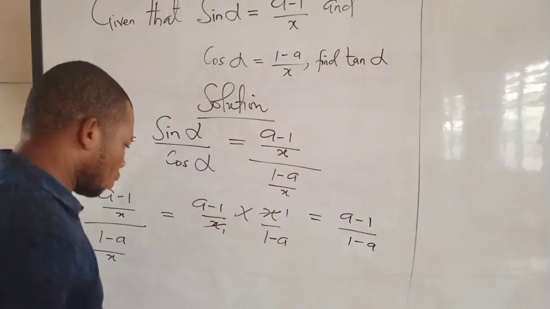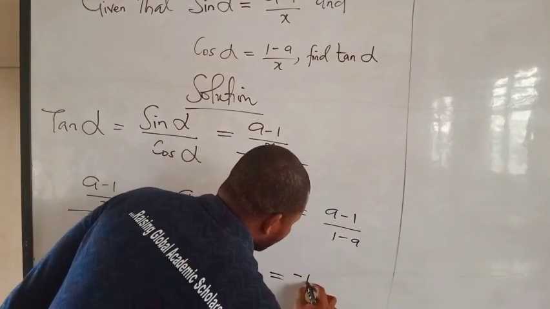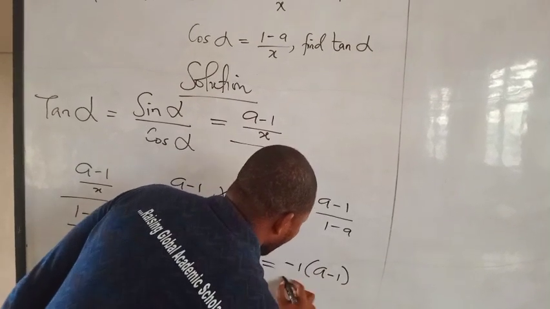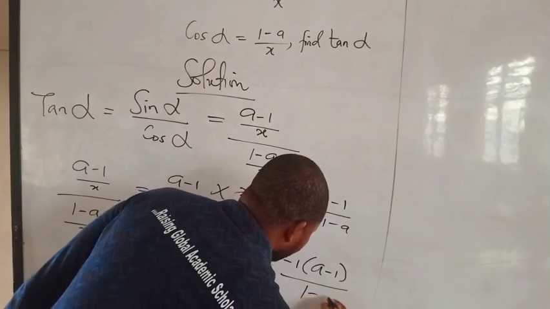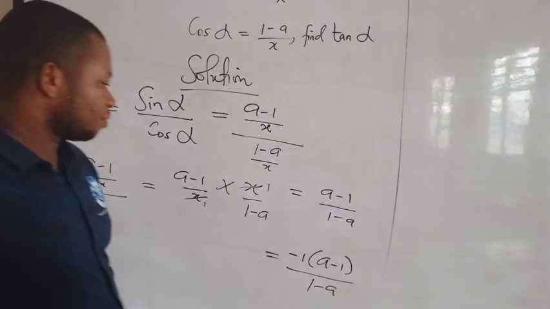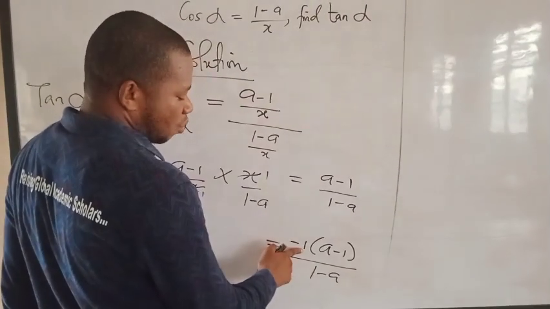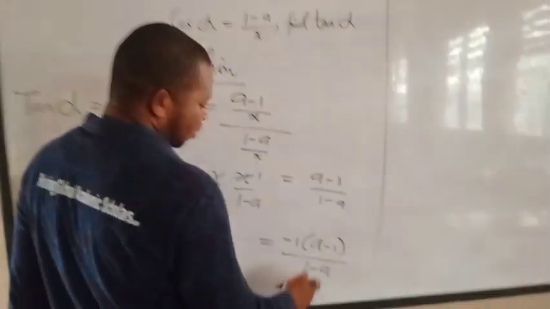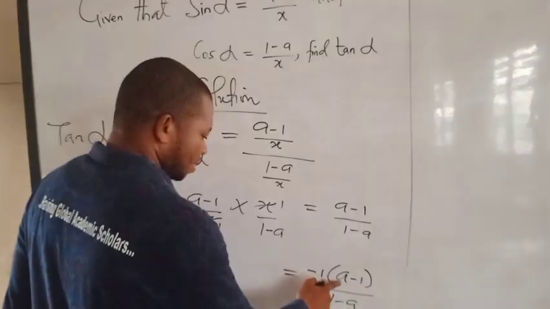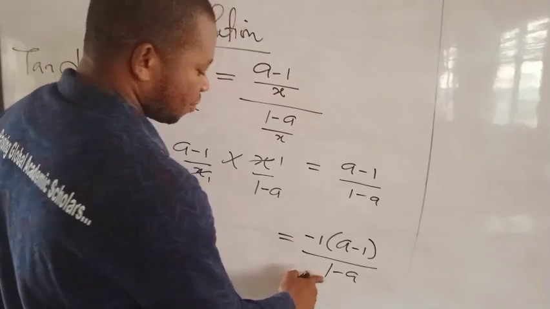So the only way to actualize that is for me to say it is equal to minus 1 times (a minus 1) all over (1 minus a). So when looking at this now, we find out that if I multiply this negative 1 by the whole of this, it's going to give me what I'm having down here. Yes, minus 1 times a will give me minus a. Minus 1 times minus 1 will give me plus 1.